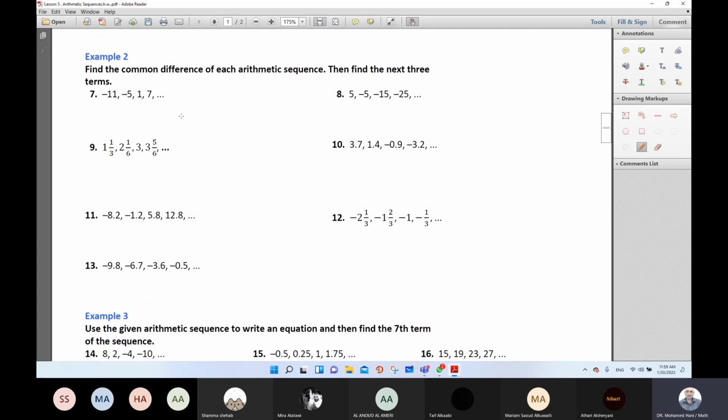In the second example here, find the common difference of each arithmetic sequence, then find the next 3 terms. Right. As you see here, we have minus 11. Minus 11 plus 6 will be minus 5. Minus 5 plus 6 will be 1. 1 plus 6 will be 7. So it means here D equals 6. How to find the next 3 terms? Take the last term, 7. 7 plus 6 will be 13. 13 plus 6 will be 19. 19 plus 6 will be 25.